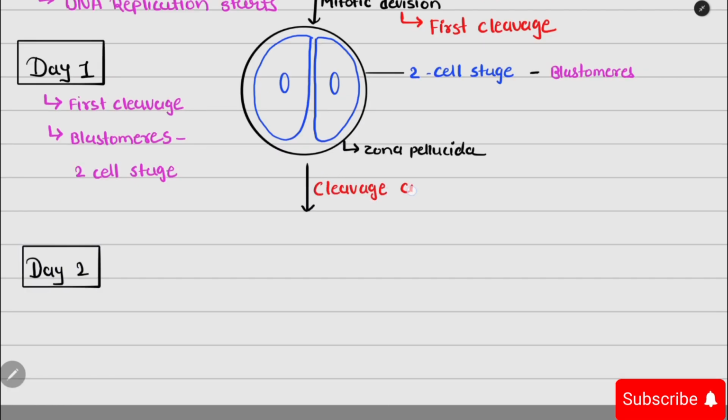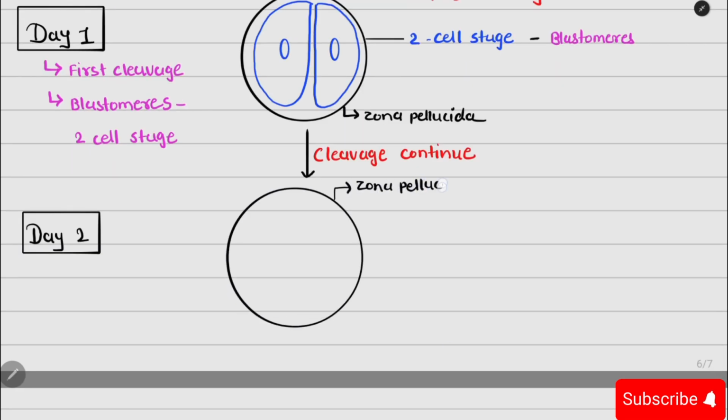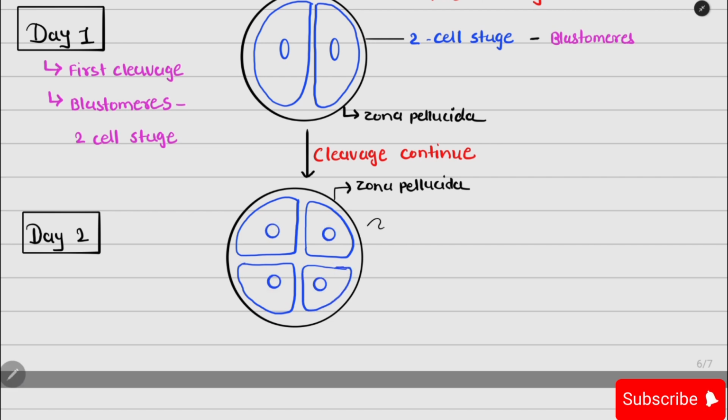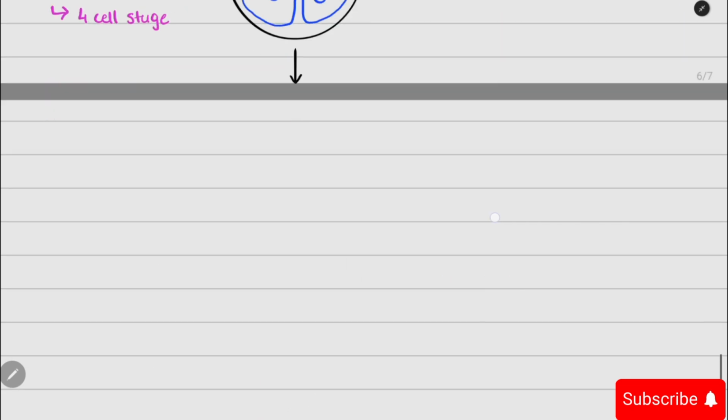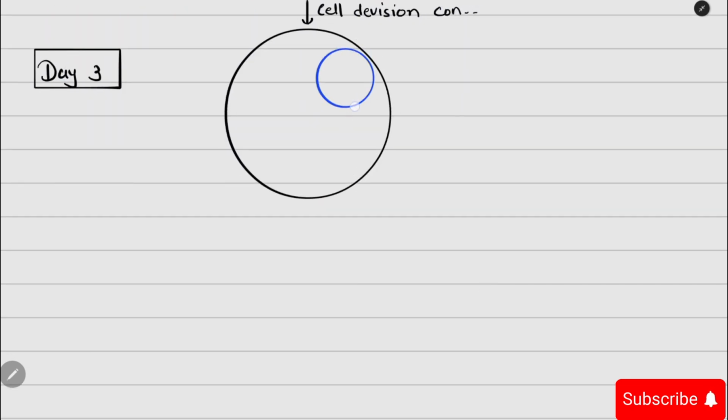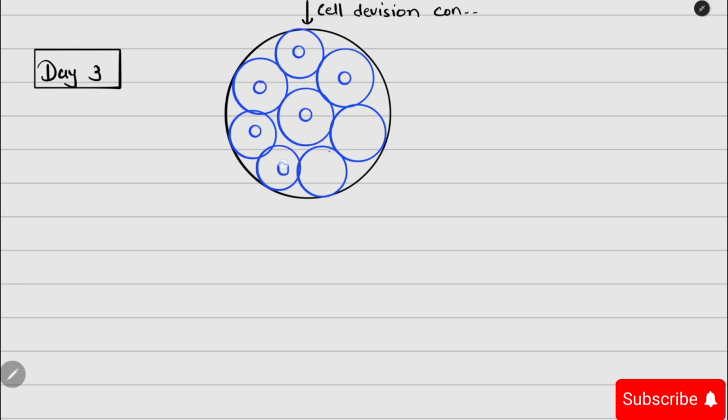Now cleavage continues. Cells are continuously dividing. The two-cell stage divides to form a 4-cell blastomere. Day 2. We have the 4-cell stage blastomere at day 2. Now as we move forward, cells continue to divide. More and more cells each day. At day 3 we reach the 8 to 16 cell stage.